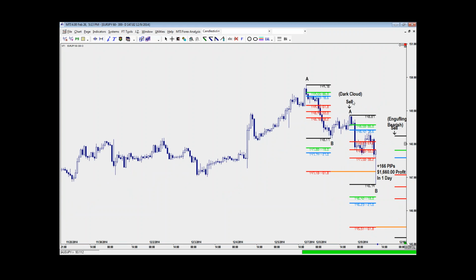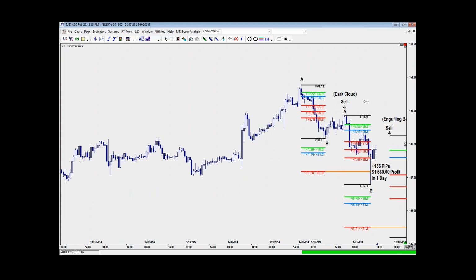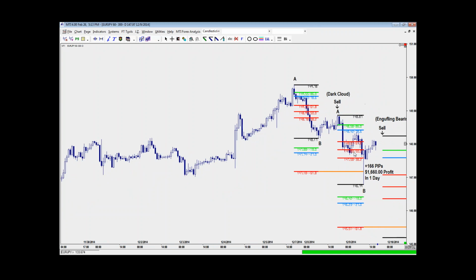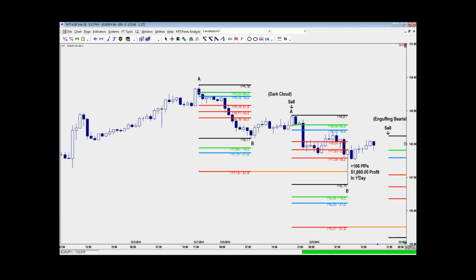It forms a dark cloud formation. We're going to sell the market. So we know red goes with red. We have a target at the orange. Does the market hit our target? Yes or yes? That's 166 pips or 1,660 US dollars in just 1 day.